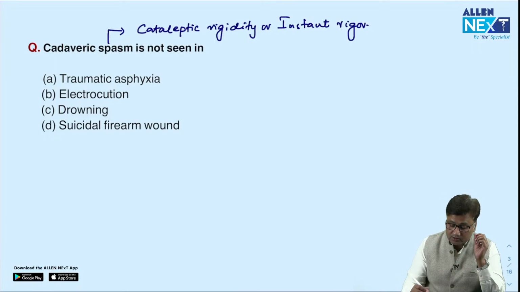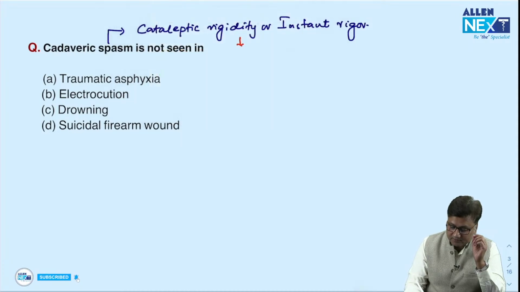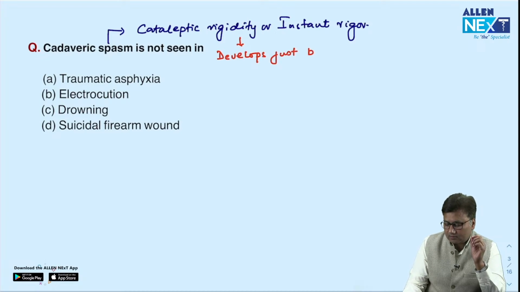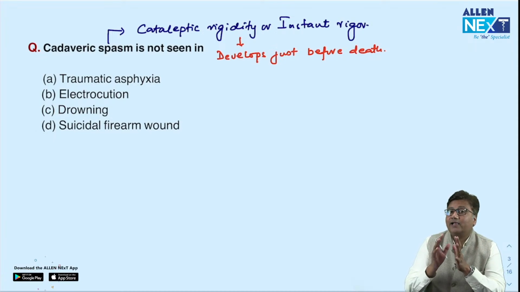राइट, नाउ दिस इज वन थिंग which develops just before death, यानी कि इसका जो डेवलपमेंट है वो एंटीमोर्टम टाइम पीरियड में होता है, जस्ट बिफोर डेथ.